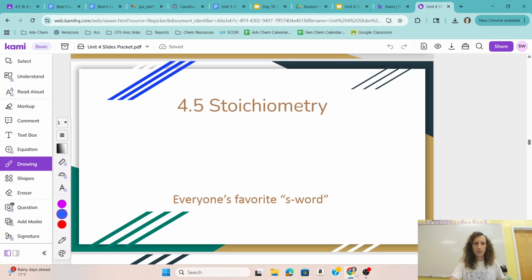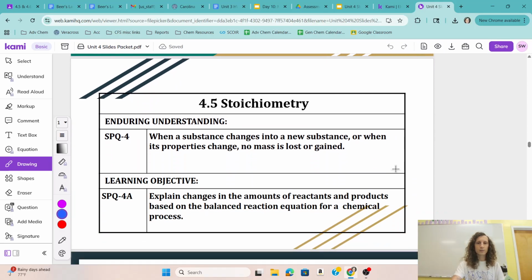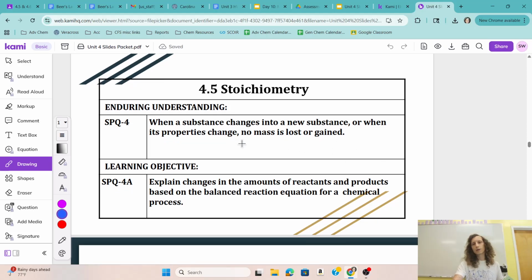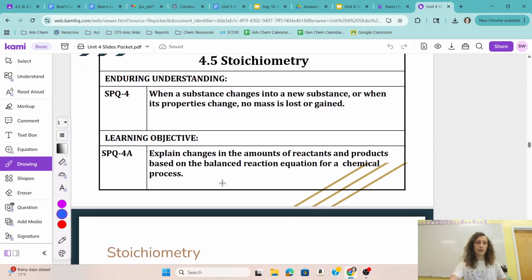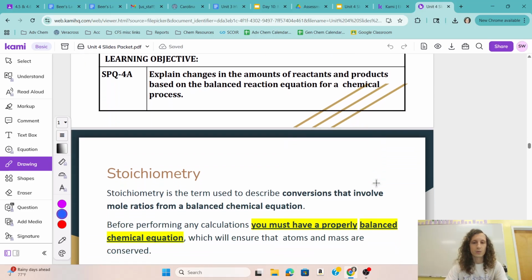All right, party people, let's get into topic 4.5, everyone's favorite S word, stoichiometry. One thing we're looking at is the fact that no mass is lost or gained. This is a very key property of the world, or it's a law. But mainly what we're looking at is this learning objective: how do the reactants and products change based on the balanced equation for any chemical reaction?